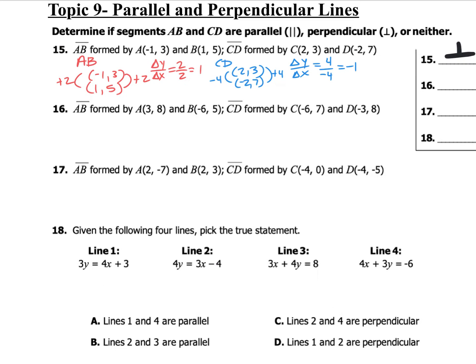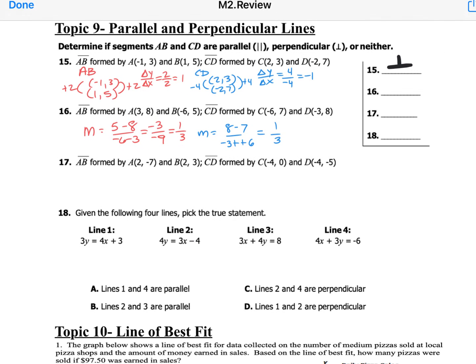Number 16, AB, the slope equals 5 minus 8 over negative 6 minus 3. That's negative 3 over negative 9, which is 1/3. And then CD, M equals 8 minus 7 over negative 3 minus negative 6. That's 1/3. And since those both have the same slope, we say those are parallel.